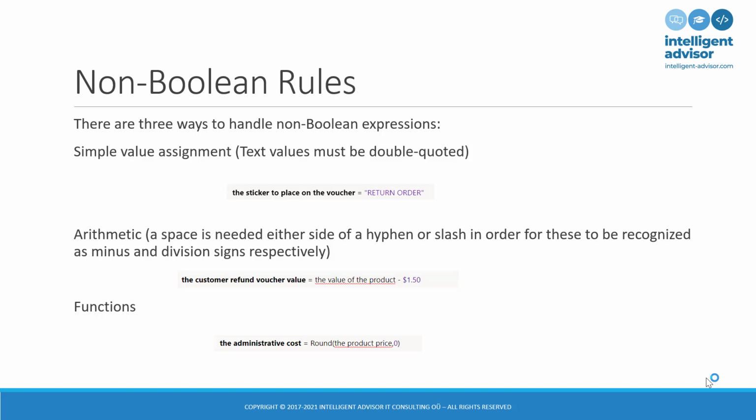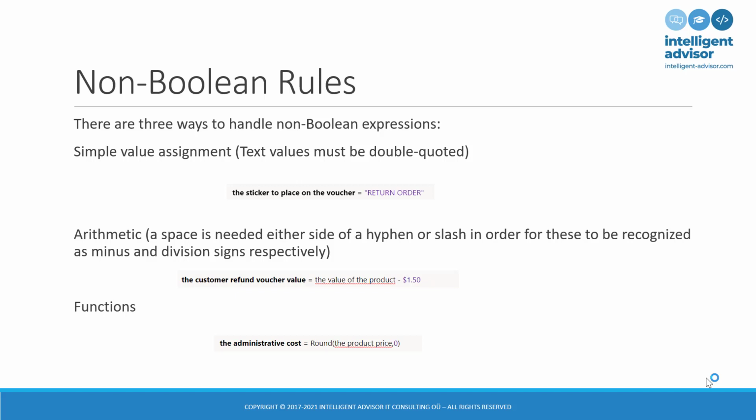Moving on to non-Boolean rules, there are essentially three ways to write non-Boolean rules in decision services. You could have a simple assignment, so something equals, and you can see in this case I'm using a text field, so the text values have to have double quotes. So if you're used to doing single quotes or in programming, you'll need to make sure you use double quotes.